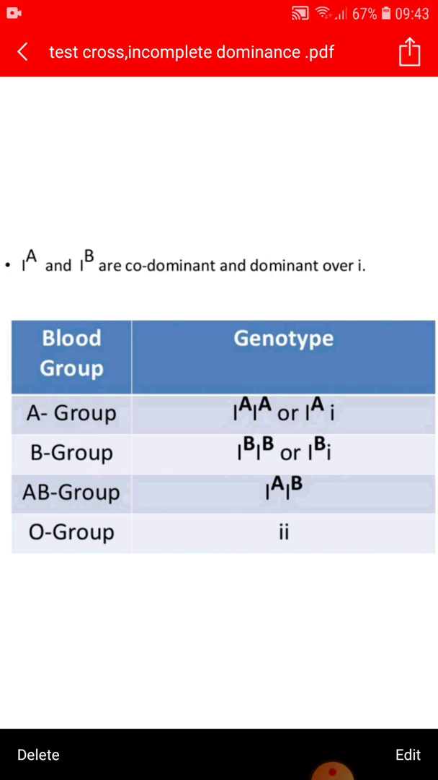The blood groups A, B and O were discovered by Carl Landsteiner, whereas the blood group AB was discovered by von Decastello and Sturli. So out of these, AB is called the universal recipient and O is called the universal donor. Clear hai?